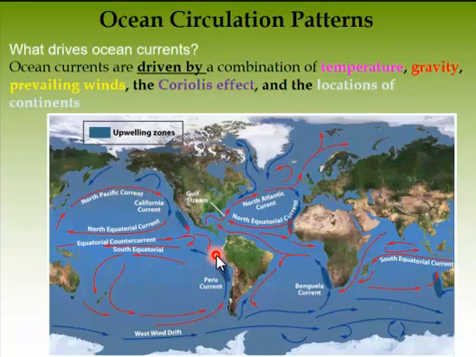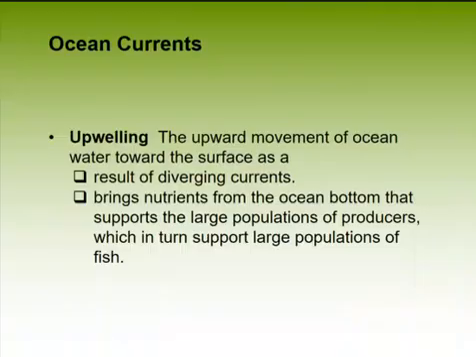By the way, these little blue zones, those are called upwelling zones. Upwelling zones are very nutrient rich. It's great for catching fish. So upwelling zones that are great for catching fish are because of diverging currents. I'm going to show you more pictures of that. They bring nutrients that support large populations of producers.